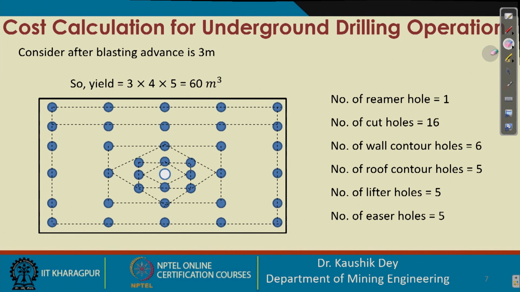Okay. Now, let us come back into our problem. In this problem we have already drawn the given blast pattern. Now, we check what is the yield from this blast. We have considered that the advance by 3.2 meter drilling, our drilling length is 3.2 meter. We can have an advance of 3 meter.